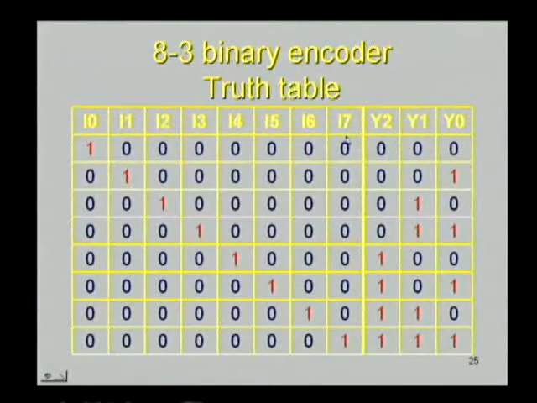See, it has I0 to I7 inputs, a total of 8 inputs, and 3 outputs. If I0 is 1, the code generated will be all zeros. If I1 is 1, the code generated will be 0 0 1. For I2, 0 1 0. For I3, 0 1 1. For I4, 1 0 0. For I5, 1 0 1. And for the I6 input, that is when I6 goes high and other inputs are at 0, then the output code generated will be 1 1 0. And lastly, if I7 goes high, then the code generated will be 1 1 1.